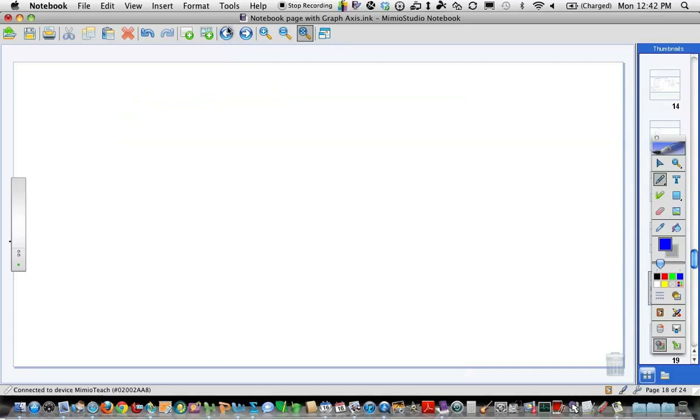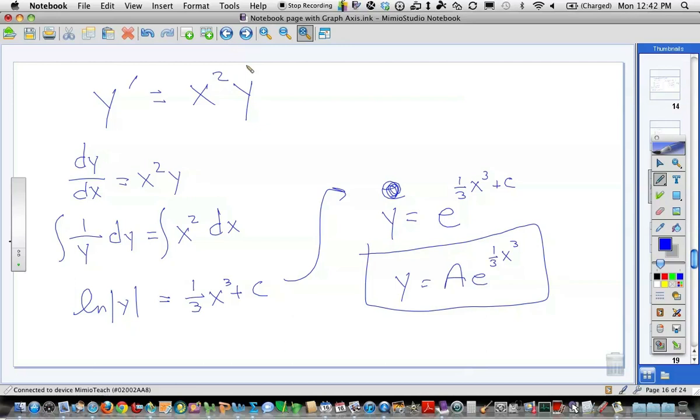Okay, what do we get? y equals A times e to the 1/3 x cubed. We leave the x squared here, bring the dx over, we divide by the y, 1 over y. So you get ln y, and I do need a plus c on that side.